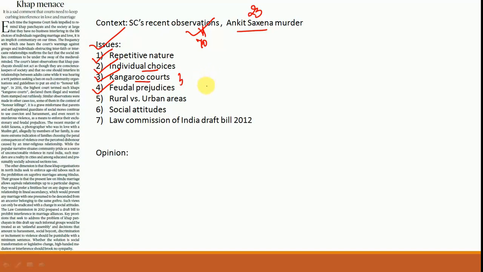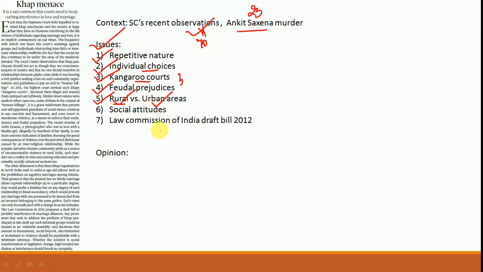Also, there is an element of patriarchy involved, because a number of times honor killings are more focused on females. That is something that has been analyzed in this particular editorial, and this is important. Another thing is an analysis between the rural and the urban areas. It was previously believed, and even in the media it is largely reflected, that honor killing is more concentrated in rural areas. But here the editorial discusses that the situation is equally prevalent in rural as well as urban areas.